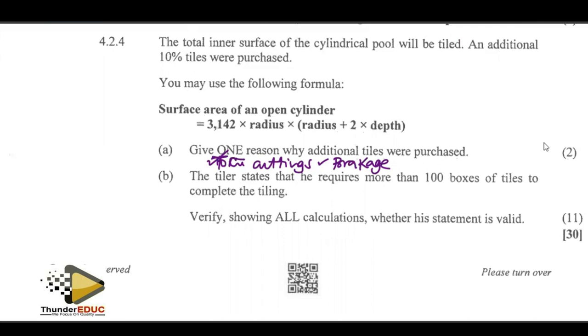The tiler states that he requires more than 100 boxes of tiles to complete the tiling. Verify, showing all calculations, whether the statement is valid. All right, we shall use the formula that we have here. I'm doing question number 4.2, Part B. First and foremost, we shall look for the area whereby we shall say 3,142, which is pi, times the radius. We've already seen it as 3,5, into brackets, 3,5 plus 2 times the depth. So there we go. We have 3,142 times 3,5, which is 10,997 times.